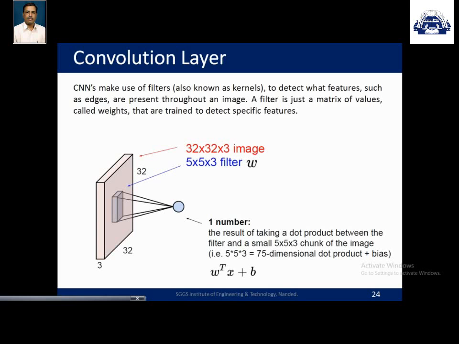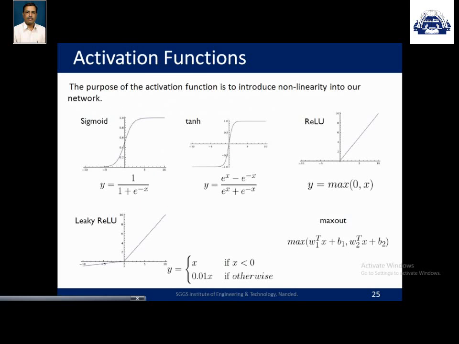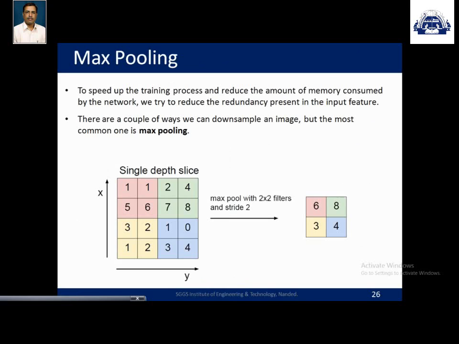Different activation functions are used, starting with the sigmoid activation function, tanh, and recent activation functions such as ReLU and leaky ReLU. The max pooling technique is used to speed up the training process and reduce the amount of memory consumed by the network. We try to reduce the redundancy present in the input picture. There are a couple of ways we can downsample an image, but the most common is max pooling.